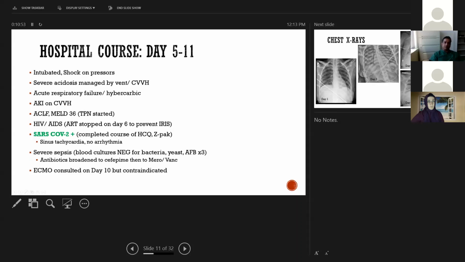Severe sepsis was presumed, however, blood cultures were negative ×3. Blood cultures were also negative for fungi and AFB. On day 10, she had profound hypotension, and ECMO was consulted, but it was contraindicated.